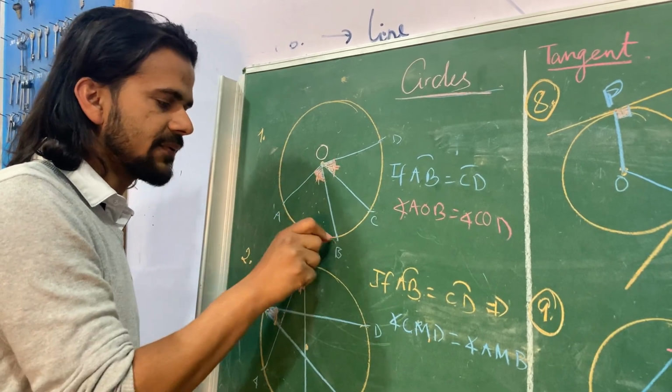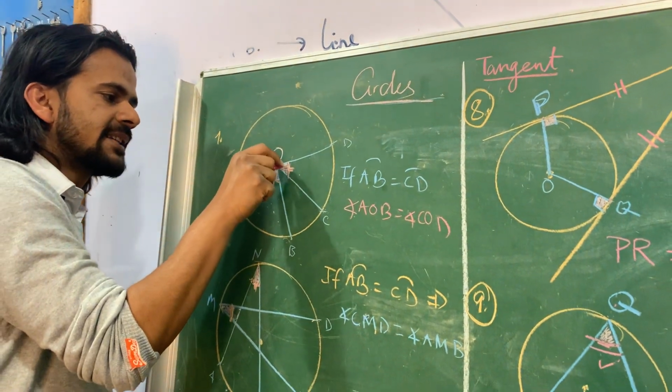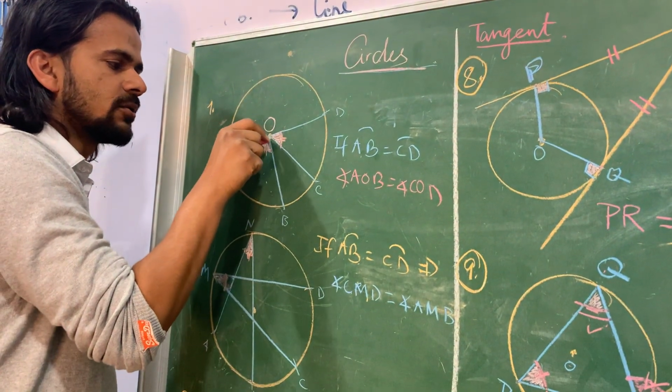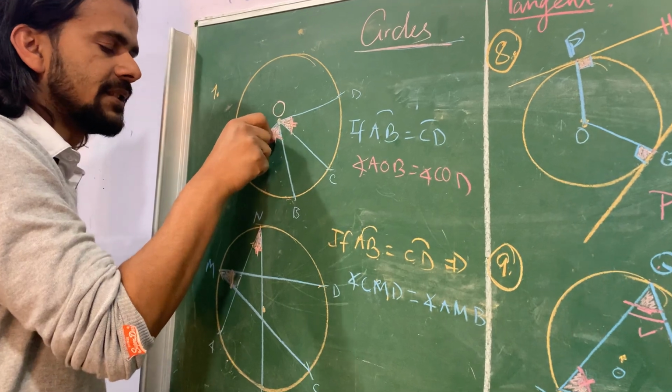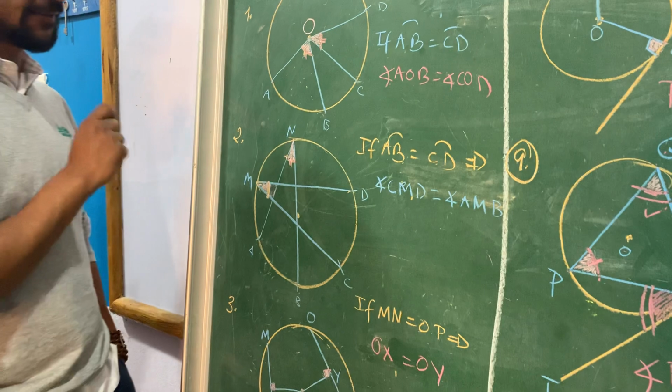That means if AB is 5 centimeter and CD is also 5 centimeter, let's say, the angles subtended by them at the center are also going to be equal. Let's say if this is 30 degree, this is also going to be 30 degree. Okay, let's move on to the second.